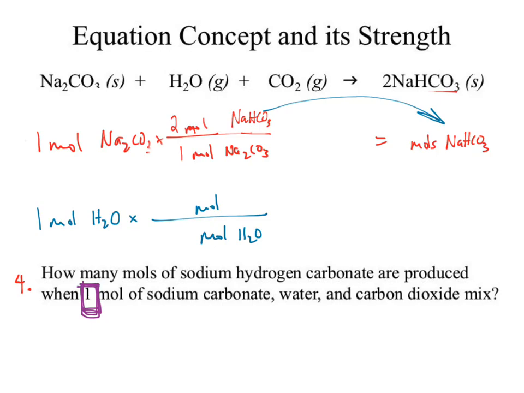What do I want to end with? Moles of sodium hydrogen carbonate, right? Where do I get that conversion? From the chemical equation. That chemical equation says this is 2 to 1. How many moles of sodium hydrogen carbonate would I get? 2. Is there a difference between those numerical answers? No. So the moles of sodium hydrogen carbonate I can produce is 4.